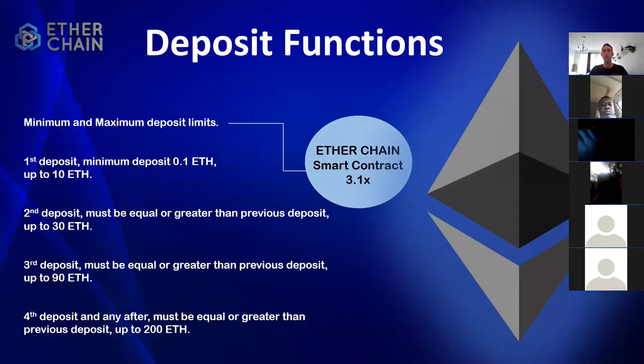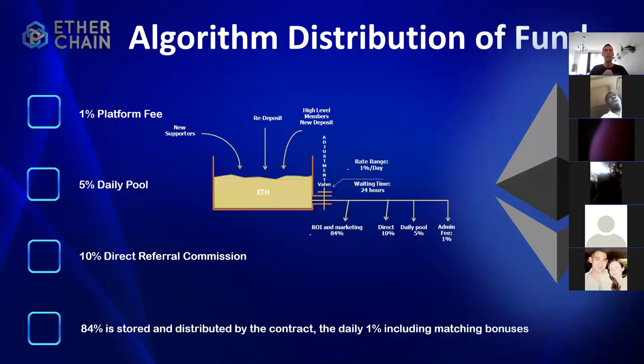Now, the third deposit needs to be equal or greater than the previous, up to 90 Ethereum, and the fourth and any after needs to be equal or greater than the previous, up to 200. So 200 Ethereum is the maximum amount that you can actually deposit to the fund, but there are no limits to how many cycles you can complete, how many 3.1 limits that you can complete. They are limitless.